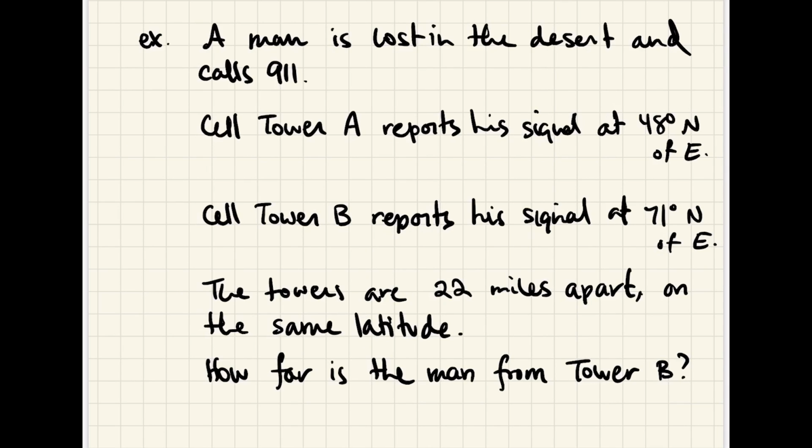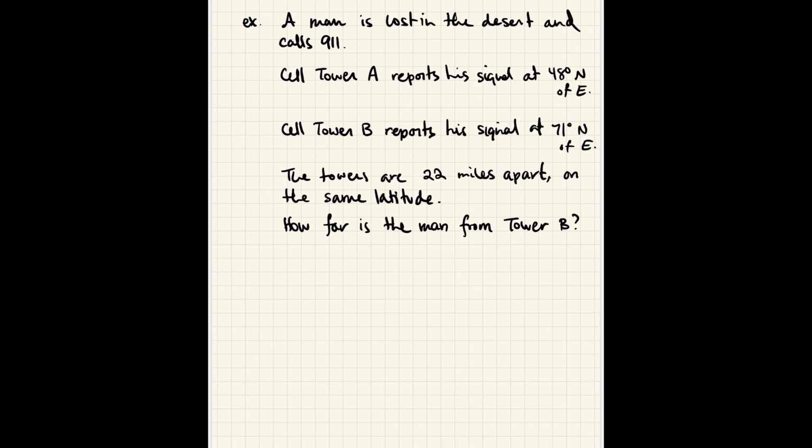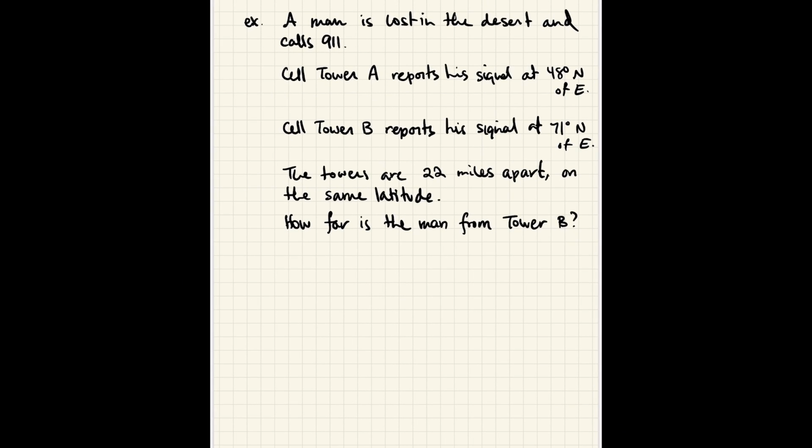So, okay, the question is, how far is the guy from tower B? Well, let's draw a diagram of this situation. So the cell towers A and B exist laterally from each other. That's convenient. That means on the same east-west line. So let's call that tower A, and let's call this tower B. And tower A says the signal is coming from a direction 48 degrees north of east.